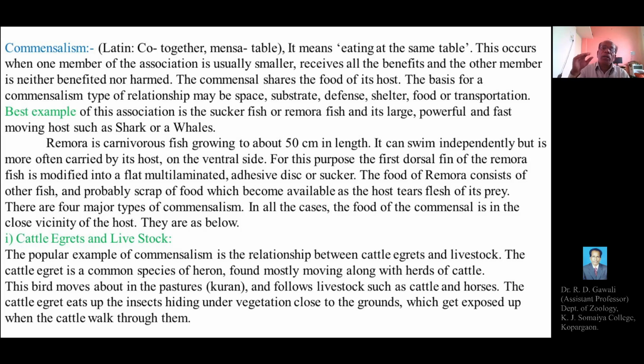So the sucker fish or remora fish is being transported or carried along with the large shark, the host fish, together with the remora also getting the food which is shared from the shark. So this is a loose form of relationship where the remora fish gets the benefit of the relationship, that is getting transported and also getting the food from the shark, which is a larger fish and which remains unbenefited and unharmed, as per the definition of commensalism.